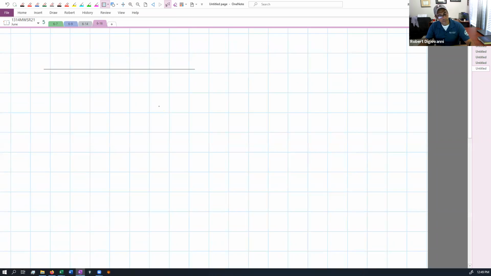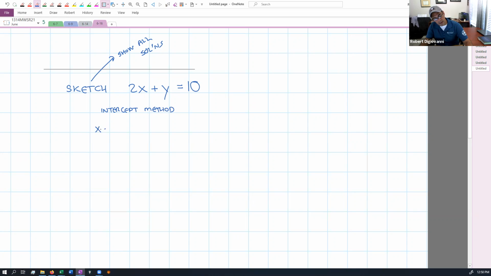Let's take that problem. I want us to sketch 2x plus y equals 10. Now, when I say sketch, what I mean is show all the solutions. To sketch this means to draw all the solutions. We have to realize we're looking at a linear equation in 2 variables, and we're going to use the intercept method. So first, let's find the x-intercept.